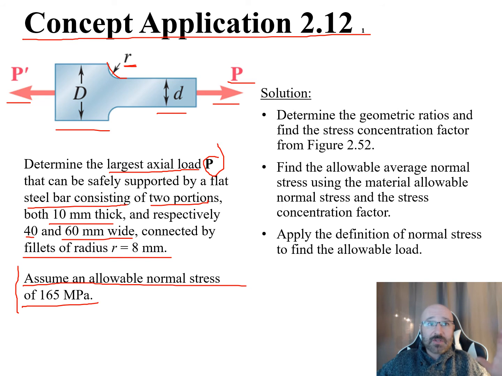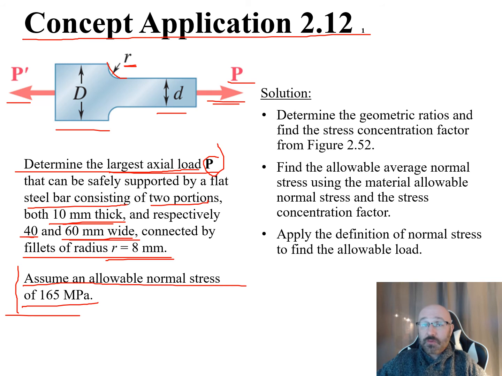Now that we have all this information given to us, we know what they're asking us to solve for. We're trying to find that load, the largest axial load P. We have all the dimensions. We know it's 10 millimeters thick. We have the dimensions of 40 and 60 millimeters wide right there. And we know we have a radius of 8 millimeters. So we need to use all that information in order to calculate that axial load P, assuming that we don't have an allowable stress any more than 165 megapascals.